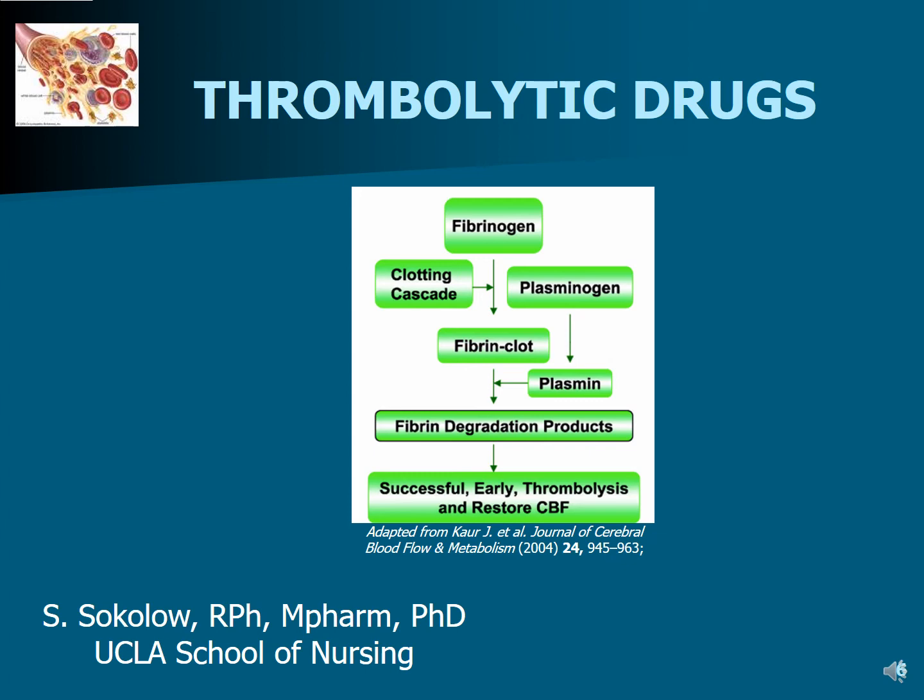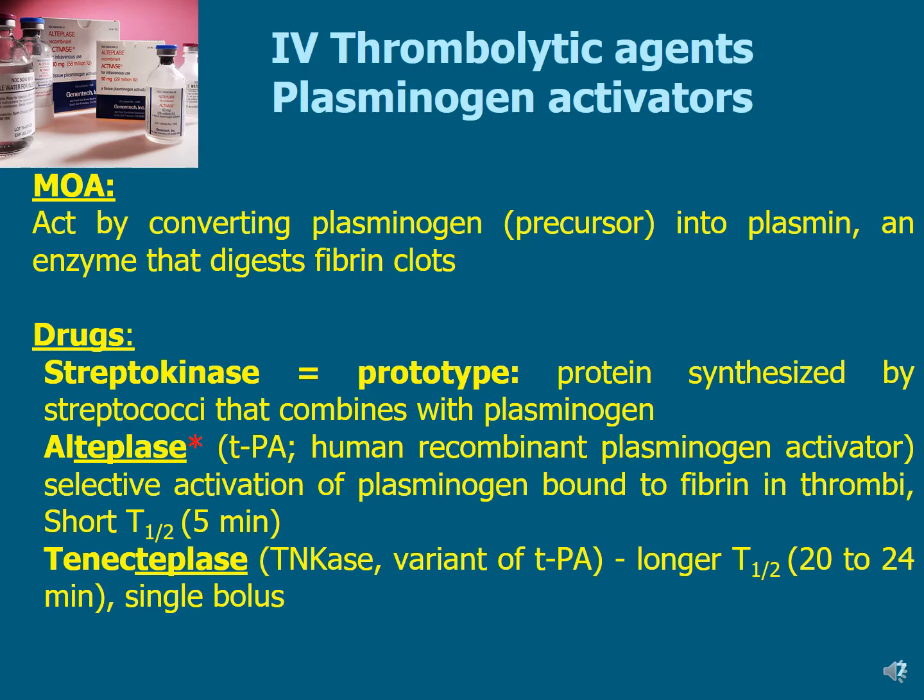And then the last class of agents are the thrombolytic drugs. So this is the last step, the removal of the fibrin clot. And plasmin, if you remember, is the one that degrades the fibrin clot, and the precursor of plasmin is plasminogen. So the thrombolytic agents are IV medication, and they act by converting plasminogen into plasmin, and therefore activating the enzyme that digests the clot.